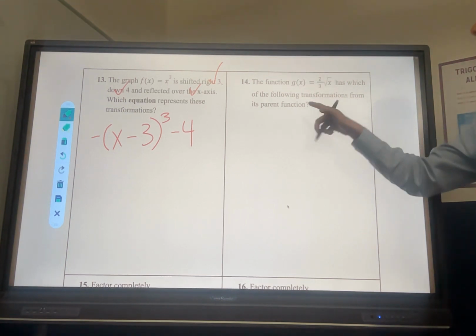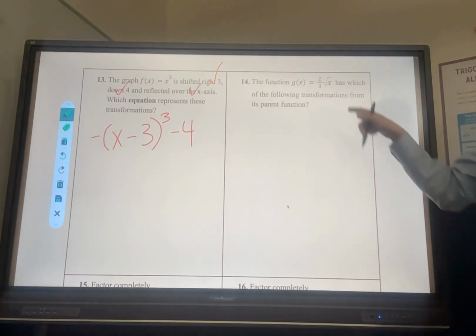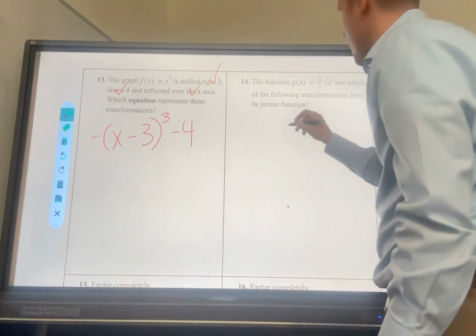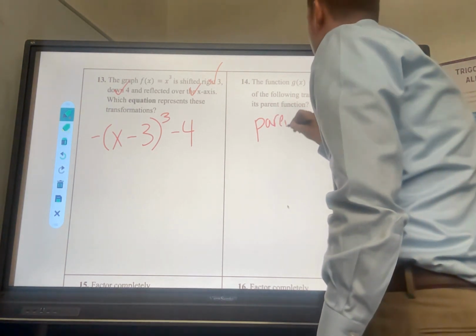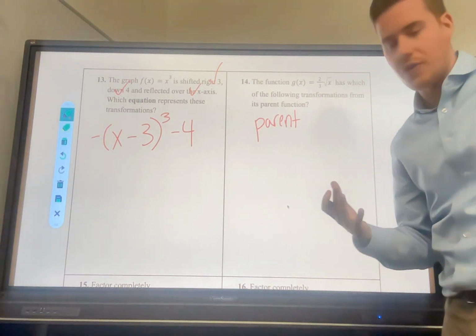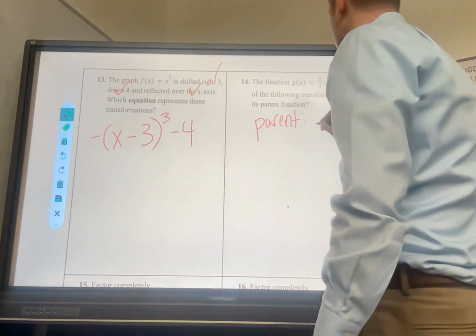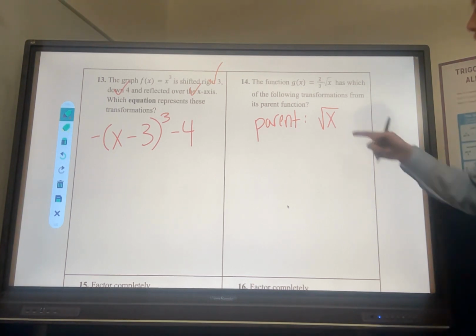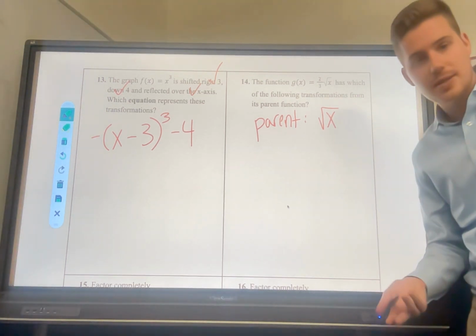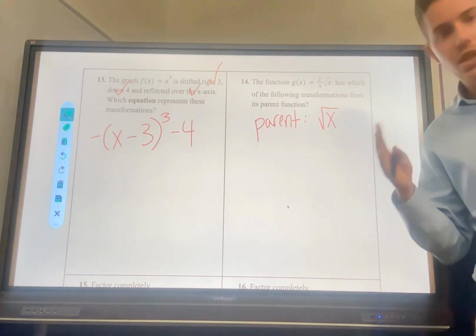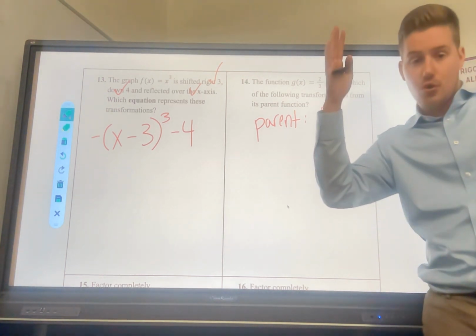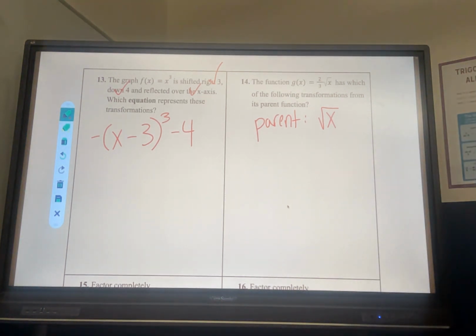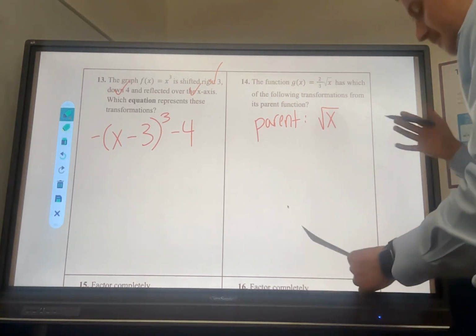It says the function g of x equals 2/3 times the square root of x. Which of the following transformations from its parent function? So in this case, its parent function, when we say parent function, we mean the original function. So the parent function in this case is the square root of x. And what has happened to it is it's been multiplied by 2/3. And so back when we taught y'all about the shifts, we also taught y'all about vertical stretching versus vertical shrinking. And so this is a good example of when we would have some shrinkage.